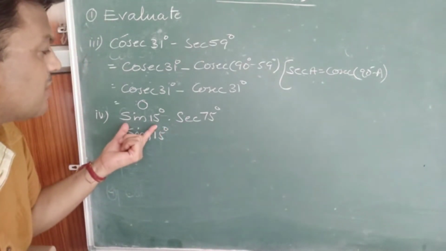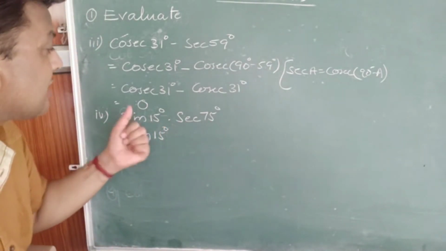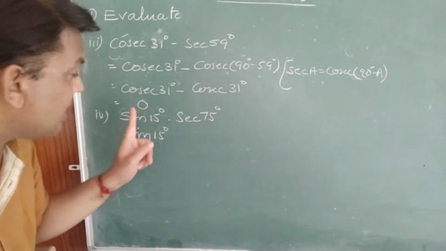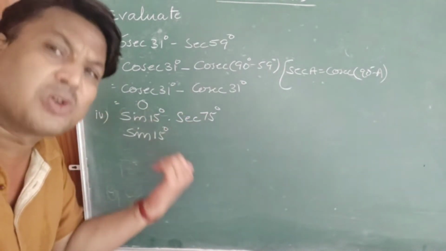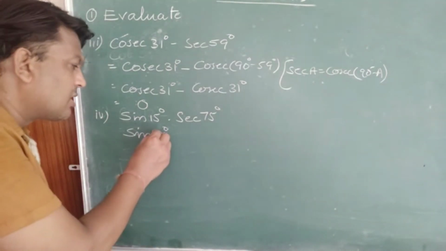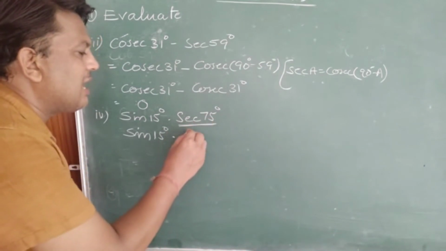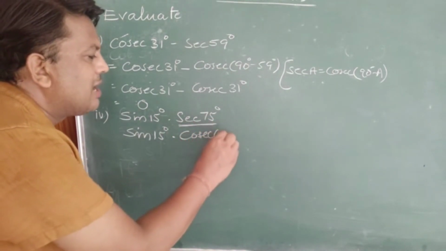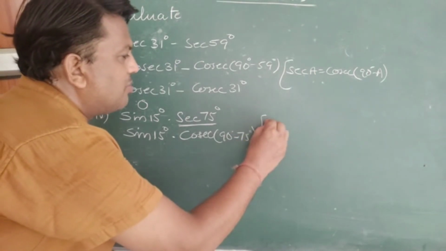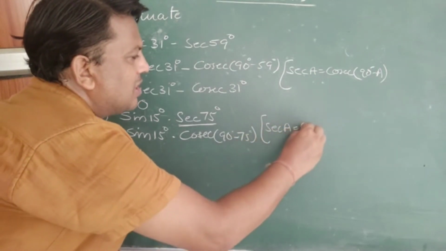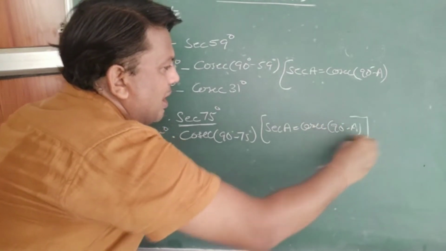So either you convert this or that. Which one do you want to take? Any one. But sin cannot be converted directly to sec. Sin can be converted to cos, and sec can be converted to cosec. Okay, children, I kept the first as it is, and sec 75 degree can be written as cosec 90 degree minus 75 degree, because the formula is sec A is equal to cosec 90 degree minus A.